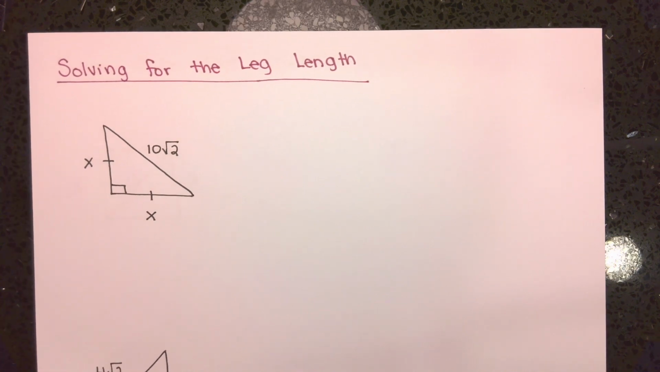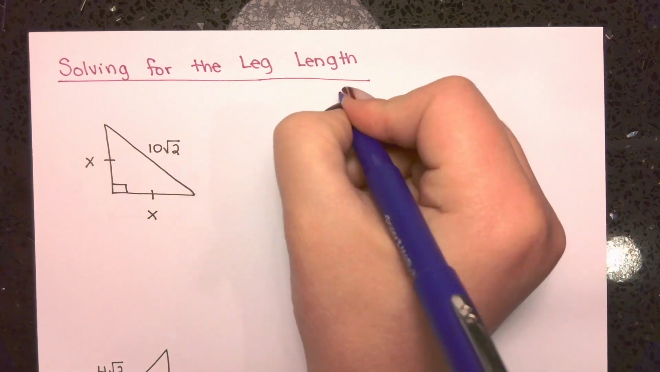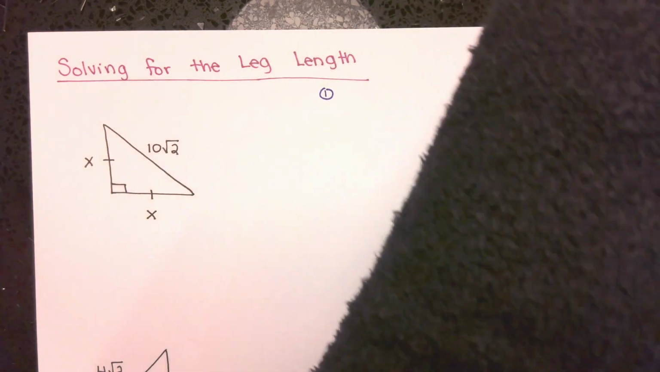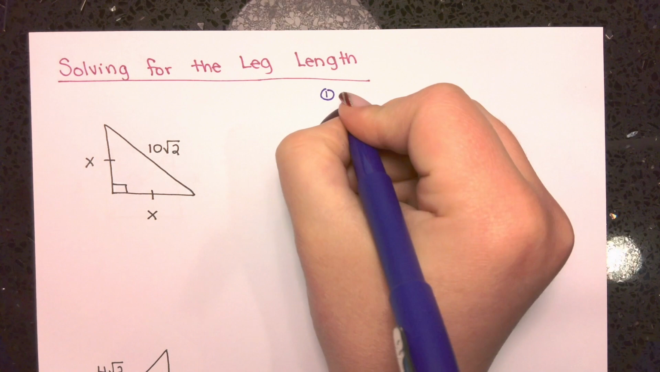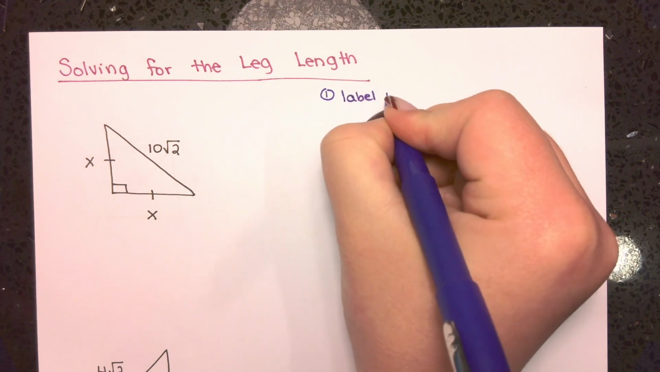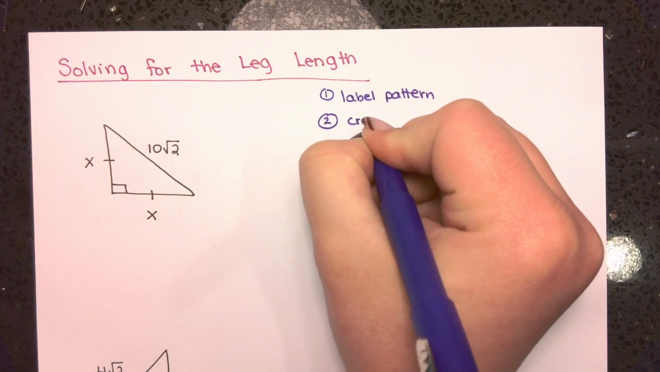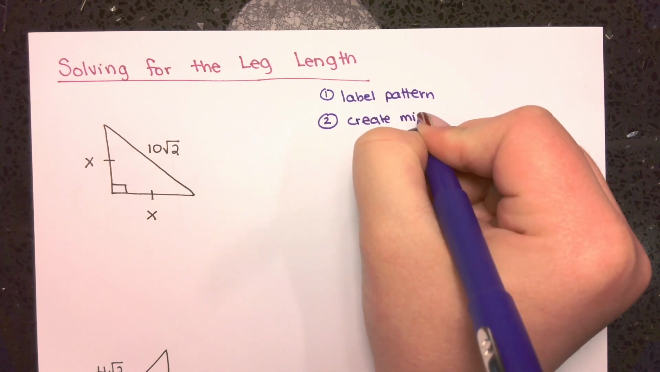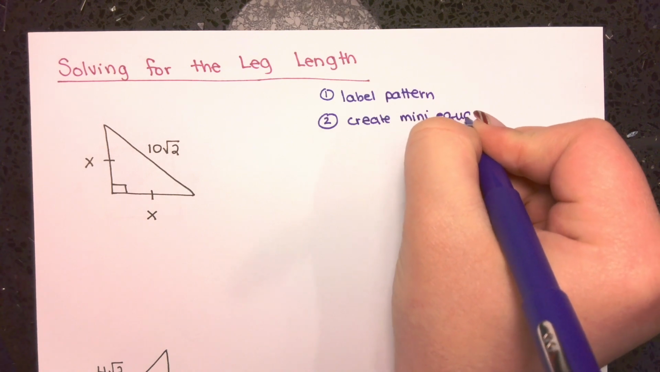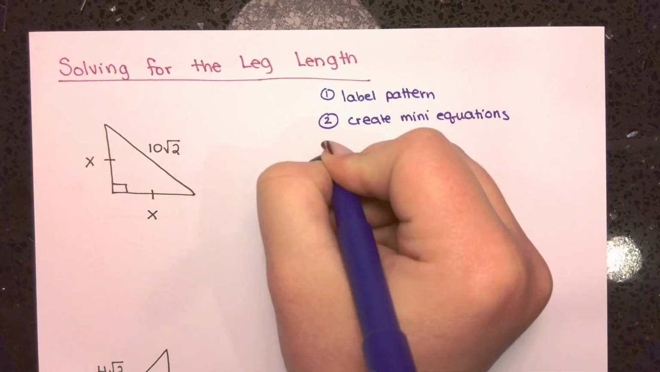The steps are the same. Step number 1, set up the equation. Step number 2, solve for the leg. In this case, they already gave us x's here. What did I say? Let's label the pattern. Create mini equations. Solve for x.